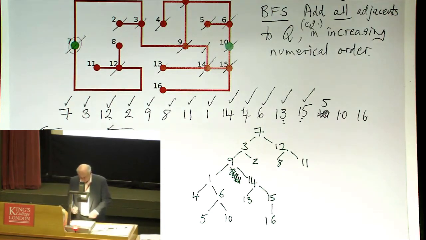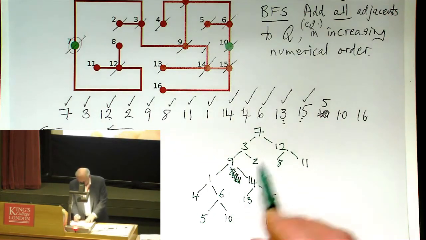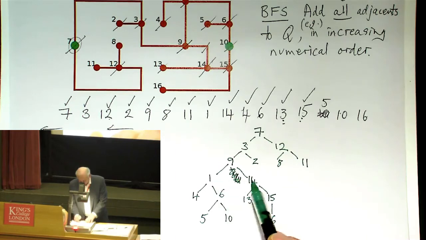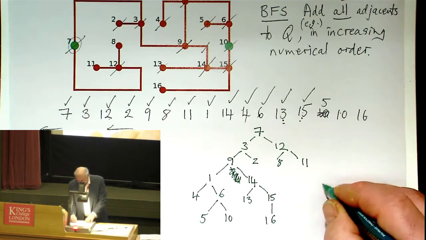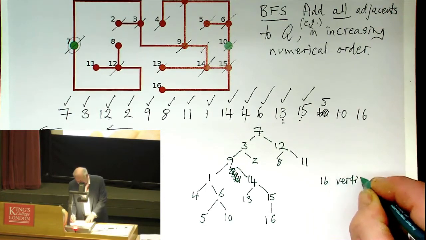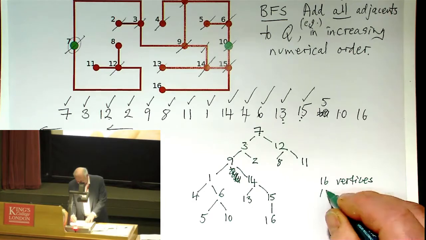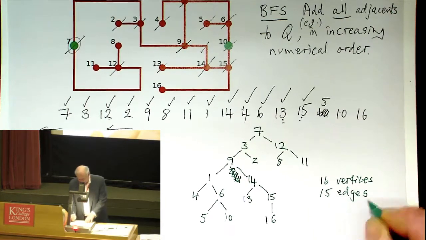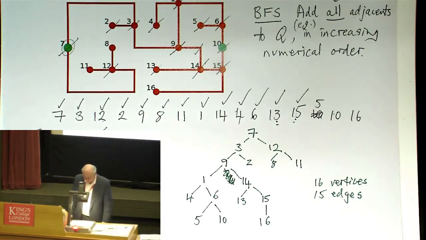So what edge is missing? How many edges? Have we got all the vertices? 1, 2, 3, 4, 5, 6, 7, 8, 9, 10, 11, 12, 13, 14, 15, 16. So again we have 16 vertices, because it's a spanning tree. Therefore you must have 15 edges. I won't have to count them up. It's a tree, obviously. There are no cycles. What edge is missing?